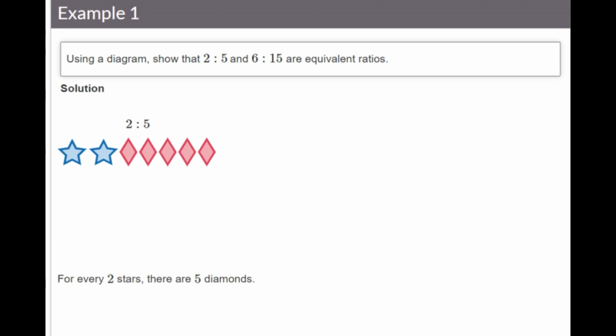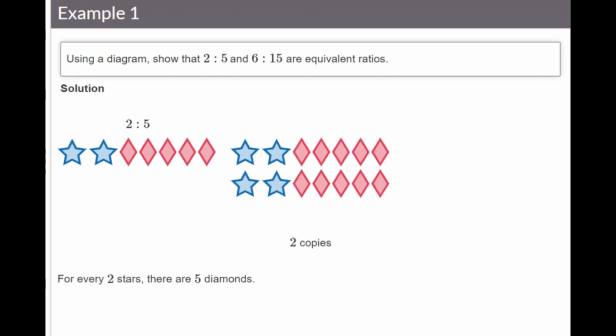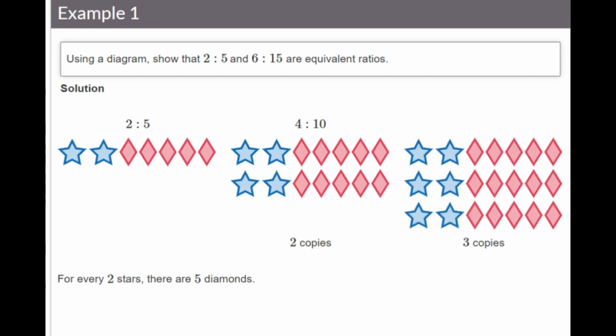So we can create other diagrams that maintain this relationship, but contain a larger quantity of stars and diamonds. For example, if we have 2 copies of the diagram, then there are a total of 4 stars and 10 diamonds. The ratio of stars to diamonds is 4-10, but also 2-5. If we include 3 copies of the original diagram, then there are a total of 6 stars and 15 diamonds. The ratio of stars to diamonds is 6-15, but also 2-5.